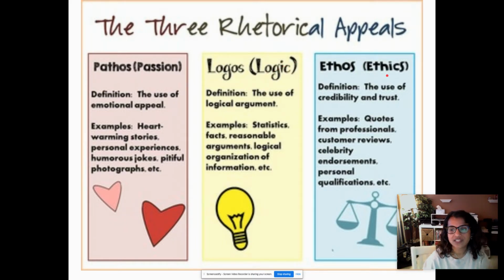Ethos is using ethics. Ethics is credibility, the trust of someone, usually an expert in the field. Some examples would be quotes from professionals. And a professional is someone who's been in the field for a long time. So if you were doing, let's say, a sports topic, maybe a professional would be someone like an Olympic athlete or a reporter who's covered the sport for a really long time.